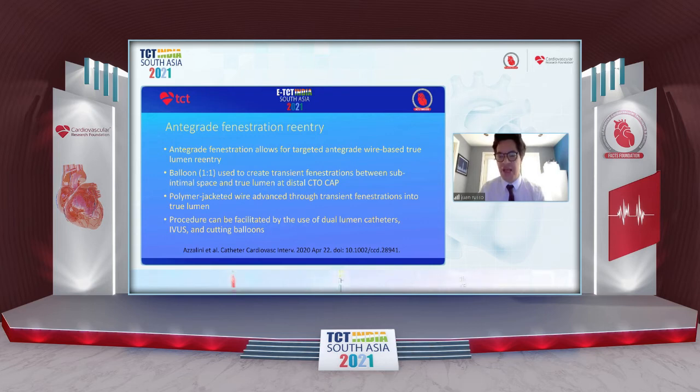And the reentry can be facilitated by the use of IVUS again to size the balloon, and also by the use of cutting balloons if you're having trouble creating those fenestrations.